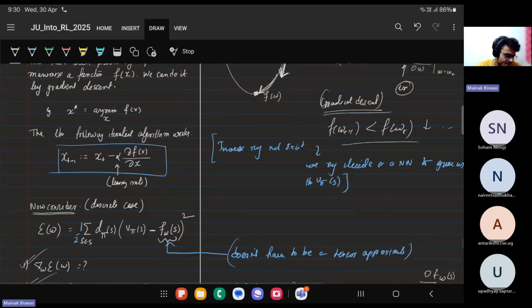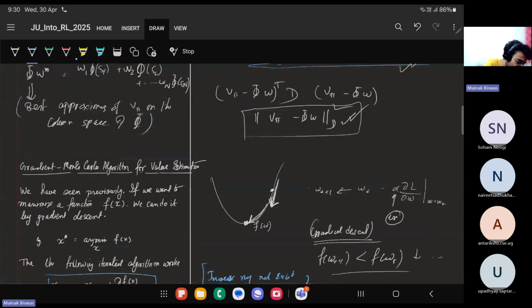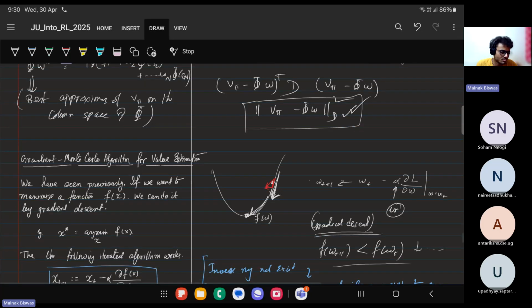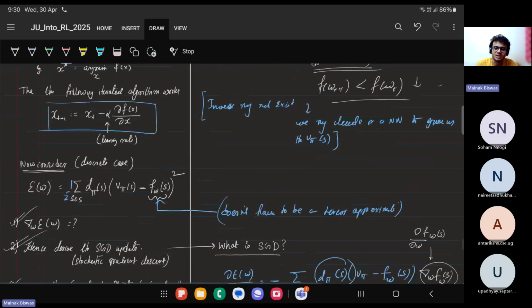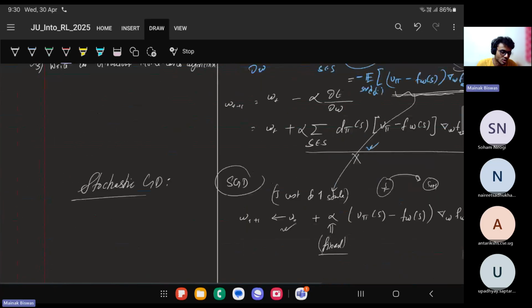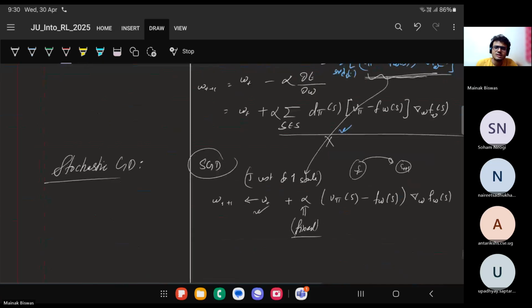Alpha is basically the step size. So how much do you descend? Based on this, how much do you go? That's alpha, right? So you can always choose small values and hope to converge. That's how neural networks work, mostly. Okay.